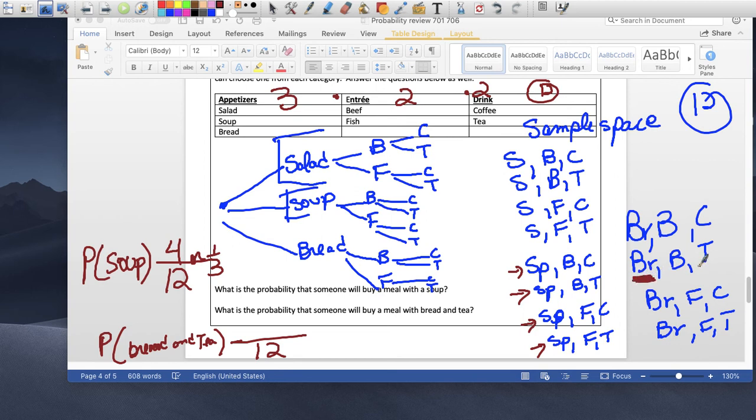Well, you got one here. So this meal had bread and tea. And also the bottom here had bread and tea. Well, this had fish and this one had beef, but both of them had bread and tea. So the probability of someone buying something that had bread and tea would be 2 out of 12 or 1 out of 6. So definitely you'll be doing a tree diagram in the same manner here and answering questions based on that.